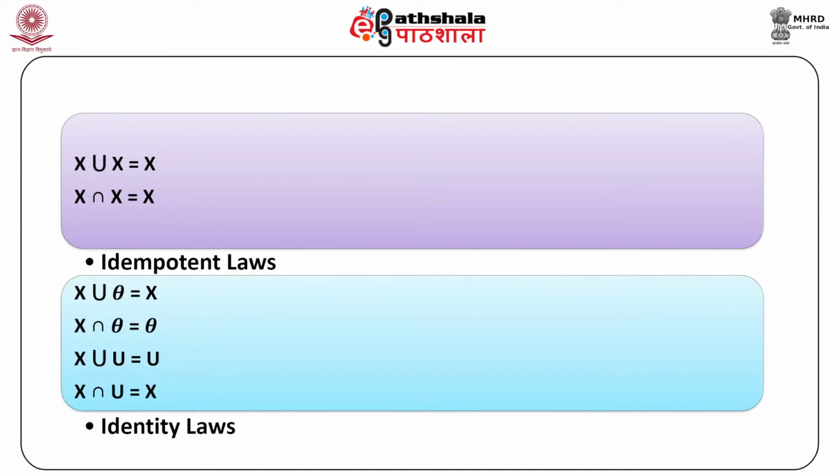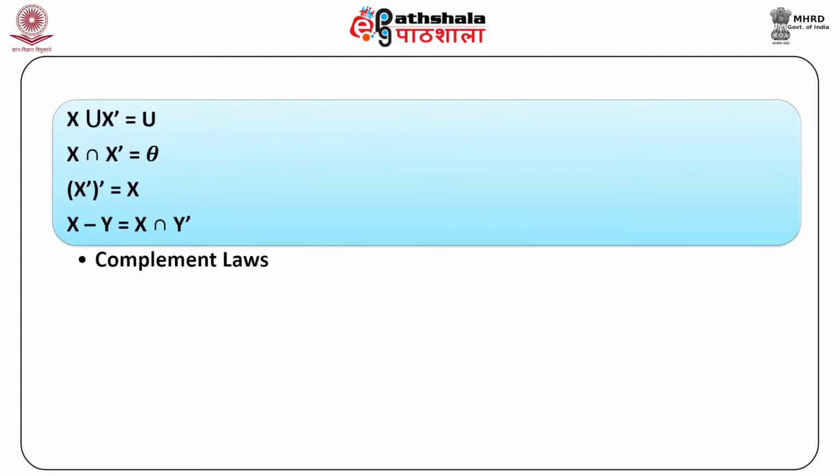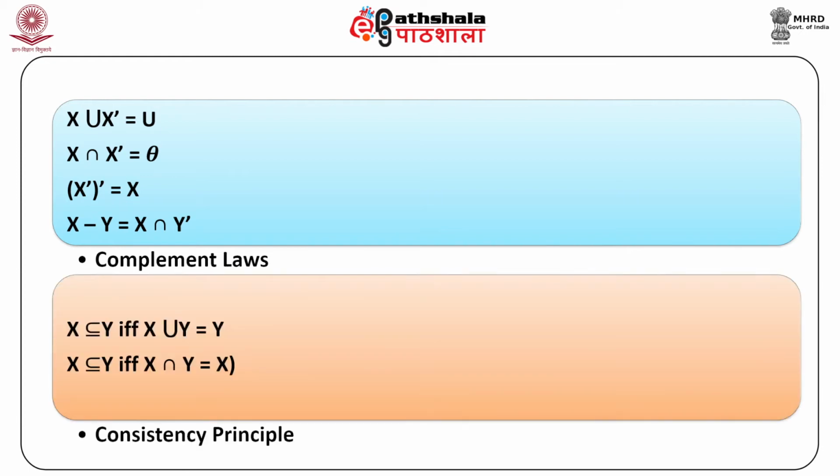X union phi is equal to X, X union U is equal to U, X intersection phi is equal to phi, X intersection U is X. Complement laws: X union X complement is equal to the universal set, X intersection X complement is equal to the null set, X double complement is equal to X itself, X minus Y is equal to X intersection Y complement.